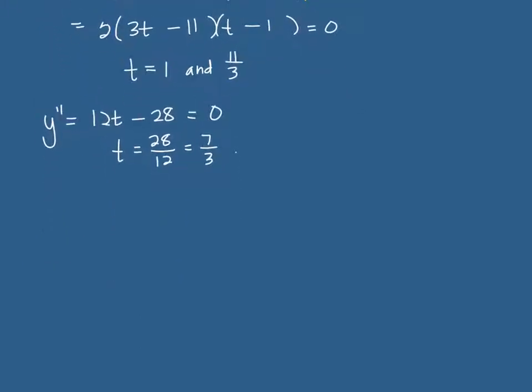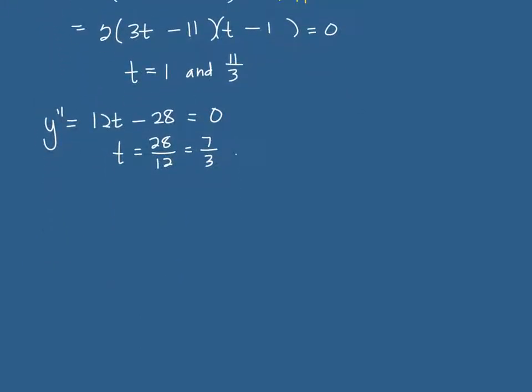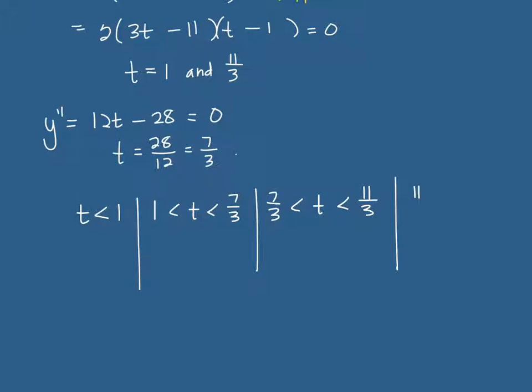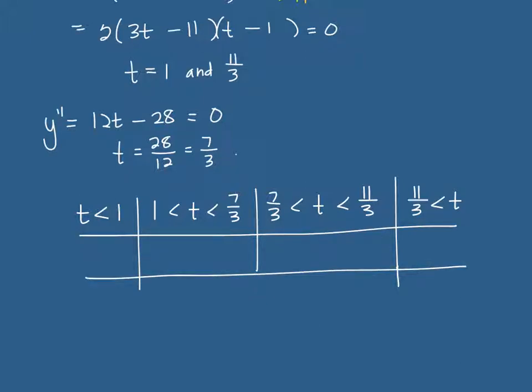So the analysis chart you're going to create uses all 3 of those points in numerical order from least to greatest. So the smallest value is 1. And so we'll be looking at t less than 1. We'll be looking from 1 up to 7/3, which is the next one. We'll be looking at 7/3 up to 11/3, and then we'll be looking at greater than 11/3. And we are going to be looking at both the first derivative values and the second derivative values here.